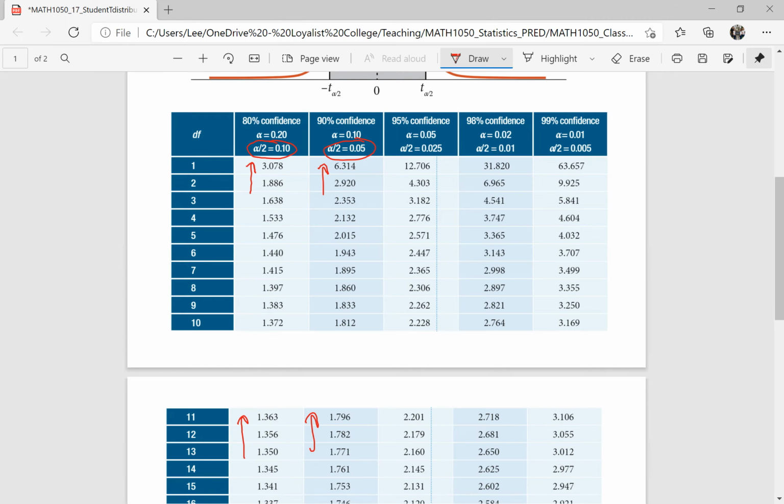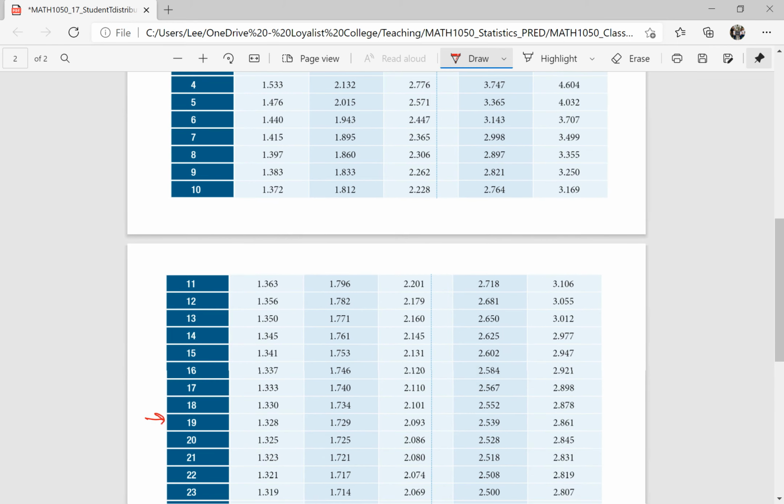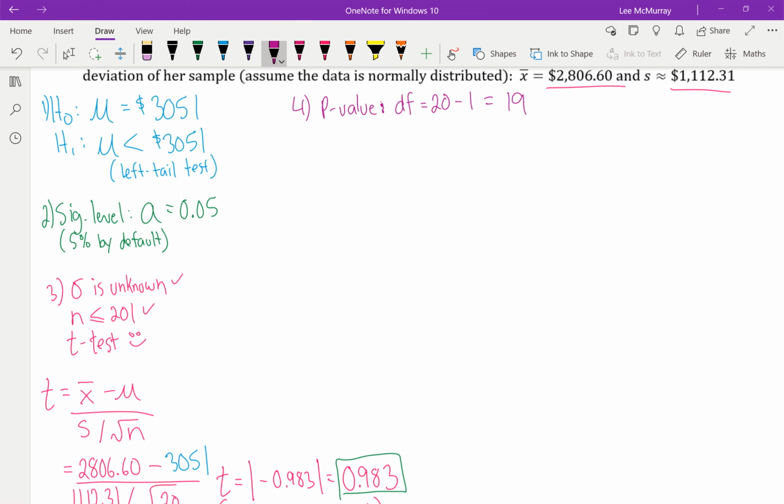So let's go back here. Get rid of all this stuff. All right, so degrees of freedom being 19. So here's 19, and our test statistic, our t value is 0.983. So if we look along here, 0.983 would actually be less than this 1.382. Okay, so when you have a value that's less than, there's a special rule to follow. So let's go back here and I'll write this in.